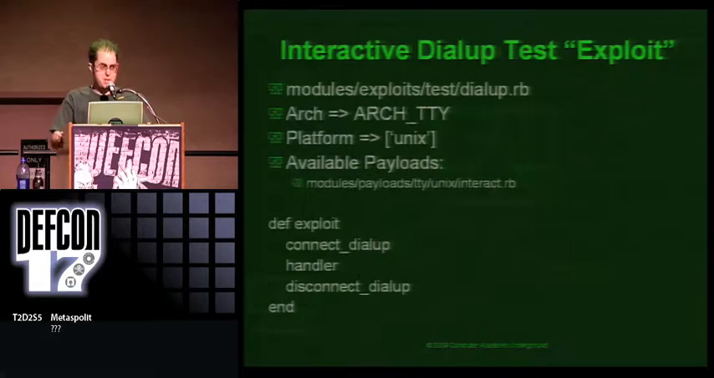There's a test exploit that you can play around with if you just need to verify that your hardware works and will dial up and connect and all of that stuff. It's in modules, exploits, test, dialup. And all of this is in the development SVN tree right now if you want to play with it. As you can see, it's extremely simple. It's basically just uses the connect dial-up method, calls the handler, and then disconnects afterward.